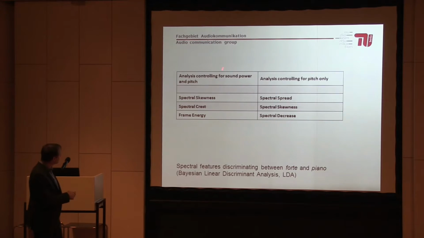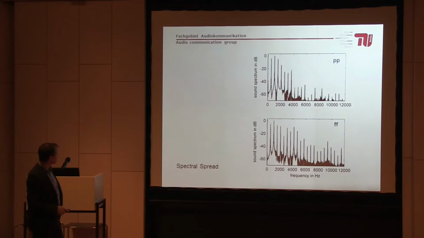For the model that included sound power, these were spectral skewness, spectral crest and frame energy. And for the model without sound power, it was spectral spread, spectral skewness, and spectral decrease. I will explain only these first two because they are the most important ones, and spectral skewness also in both models. So what is spectral spread and spectral skewness? If we again have a look at the two spectra for the oboe, we see that the spectral distribution gets wider in fortissimo.